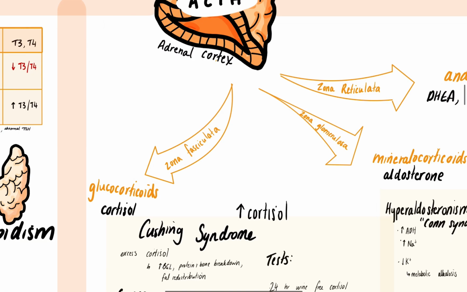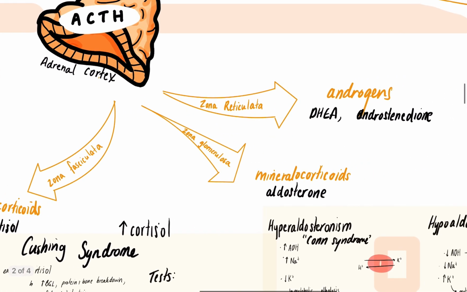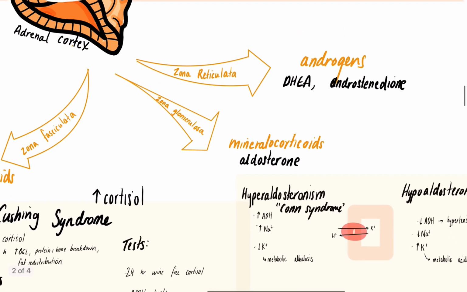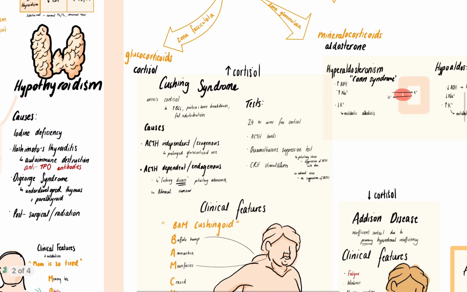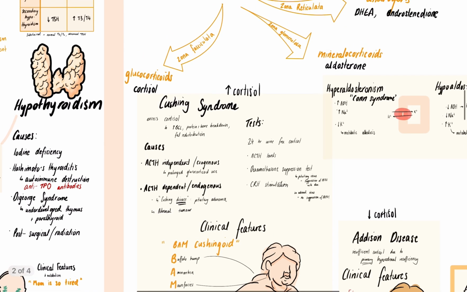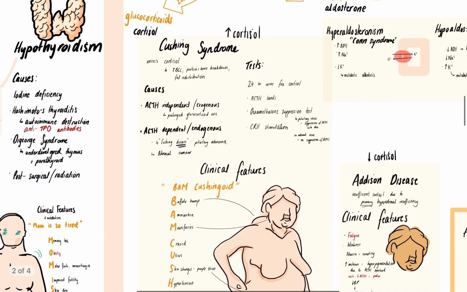The zona fasciculata, which produces glucocorticoids. The zona reticulata, which produces androgens such as DHEA and androstenedione. And the zona glomerulata, which produces mineralocorticoids such as aldosterone. Starting with cortisol, or glucocorticoids, I'm mainly going to be talking about an excess in cortisol.